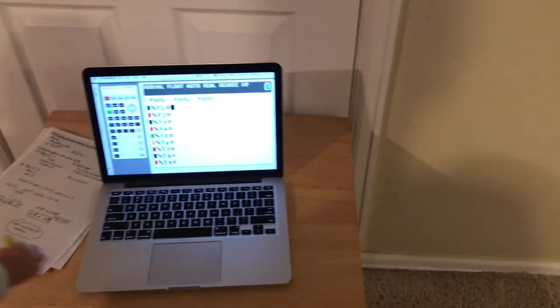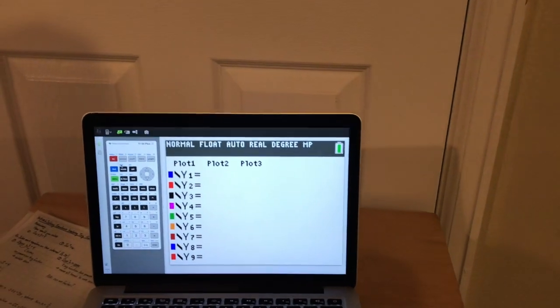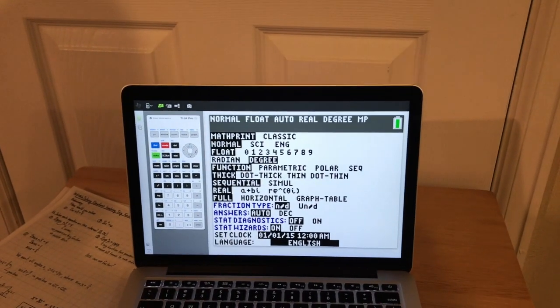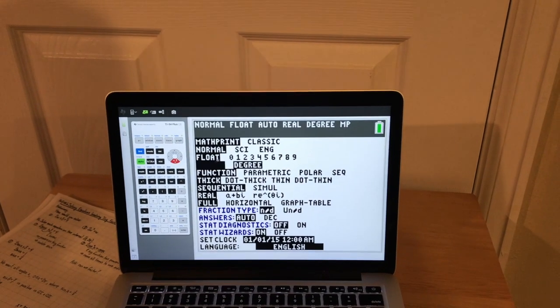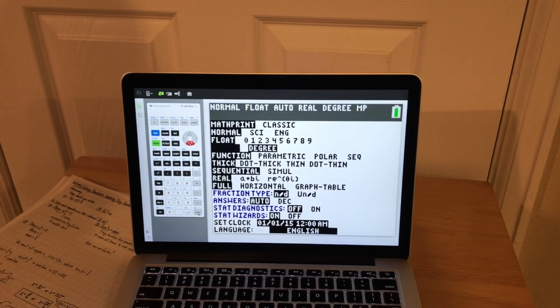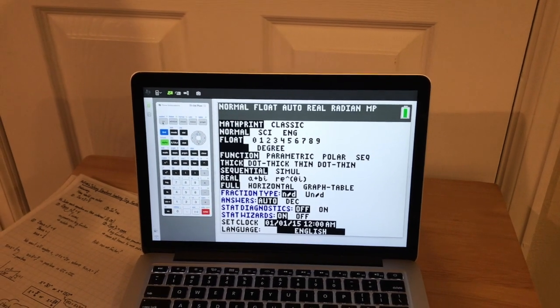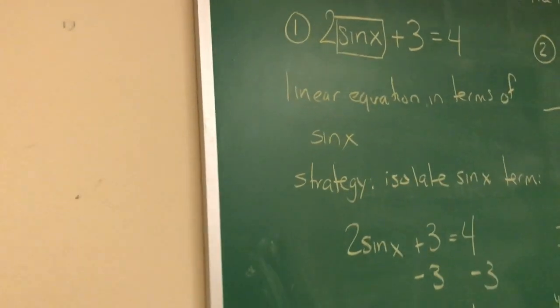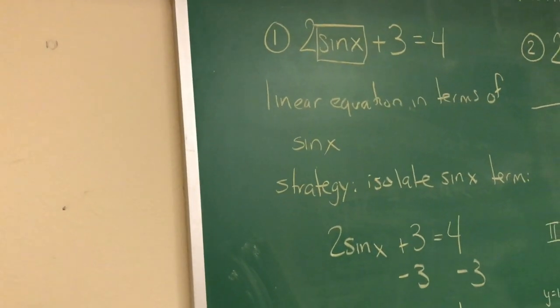Okay, now what I have is a version of the graphing calculator on my computer. The very first thing I'm going to do is go to the mode, and I want to make sure that my calculator is in radian mode rather than degree mode. And then I'm going to go to y equals. Now our equation was 2 times the sine of x plus 3 equals 4.